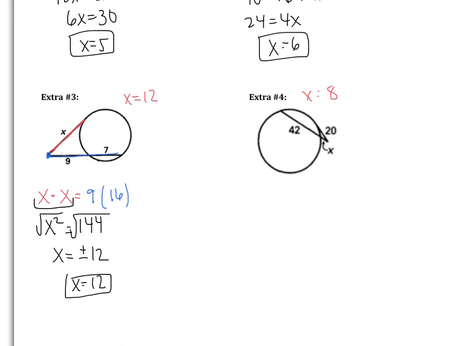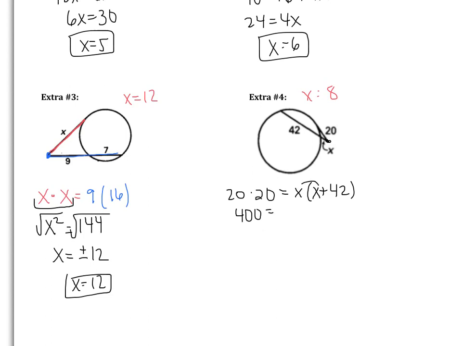Okay, and then extra number 4. This is definitely the most difficult out of the 4 extras. Again, vertex is outside of the circle, so it's going to be outside times whole equals outside times whole. Looking at the tangent, 20 is both the outside and the whole, so I'm going to have 20 times 20 equals. Looking at the secant, x is the outside and the whole is x plus 42. Okay, on the left side, 20 times 20 is 400.